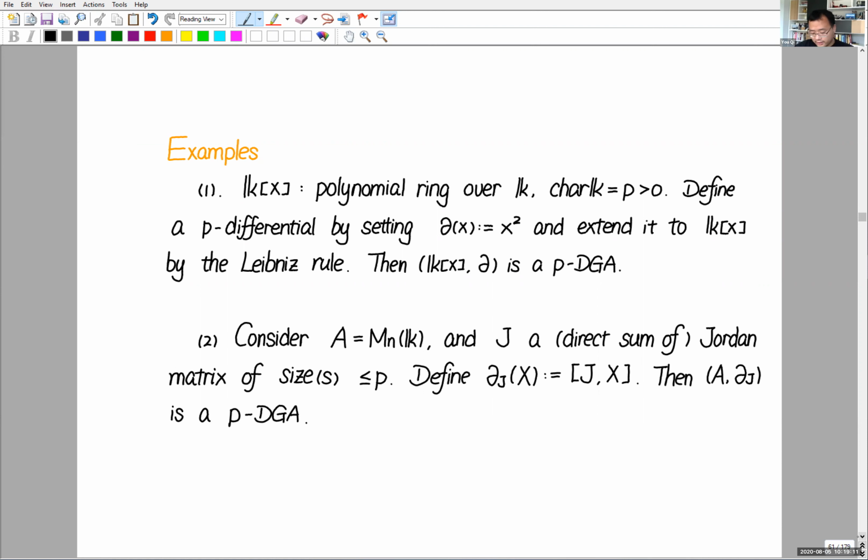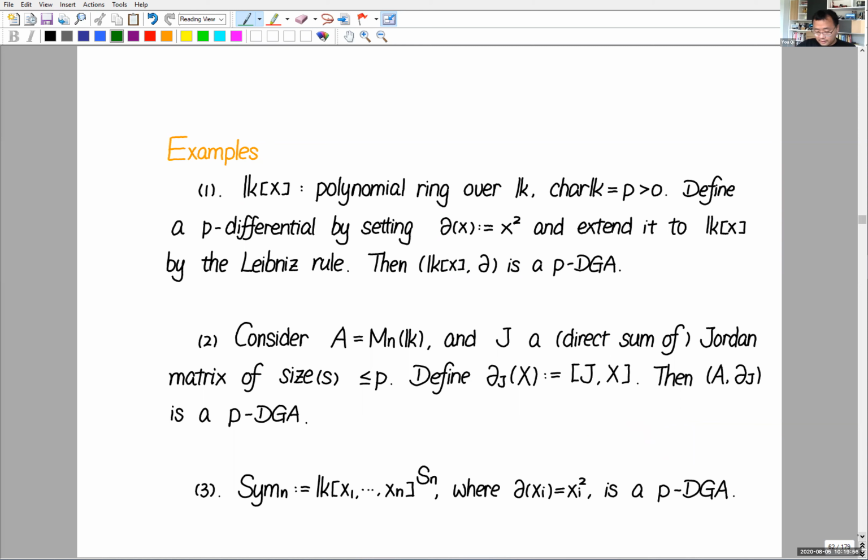And secondly, you can consider the matrix algebra, and for instance, J is a direct sum of Jordan matrices of size less than or equal to p. But I should have emphasized that here J must have eigenvalue 0, so it's nilpotent, so it's like a Jordan matrix of this form, 0, 0, 1s. But when you restrict to the matrix algebra of size less than or equal to p, then this becomes a p-differential graded algebra. So d to the pth power is identically 0, and because it's a derivation given by taking commutators, it satisfies the usual Leibniz rule.